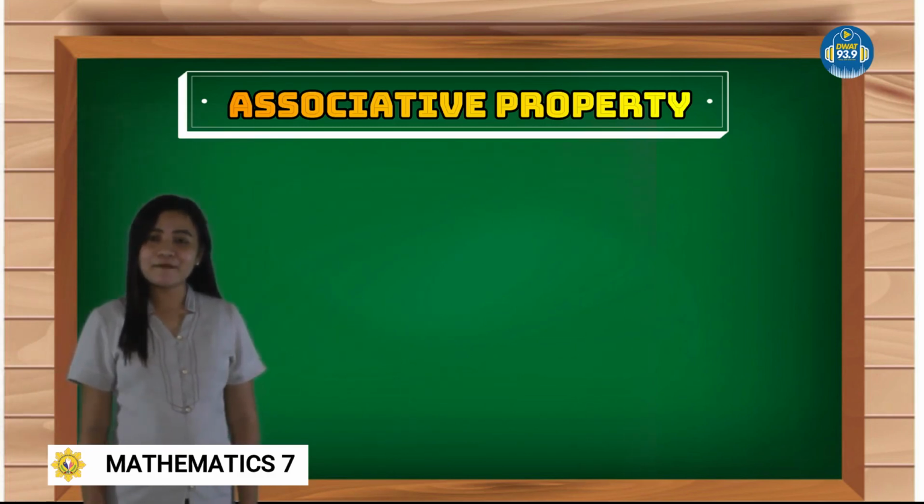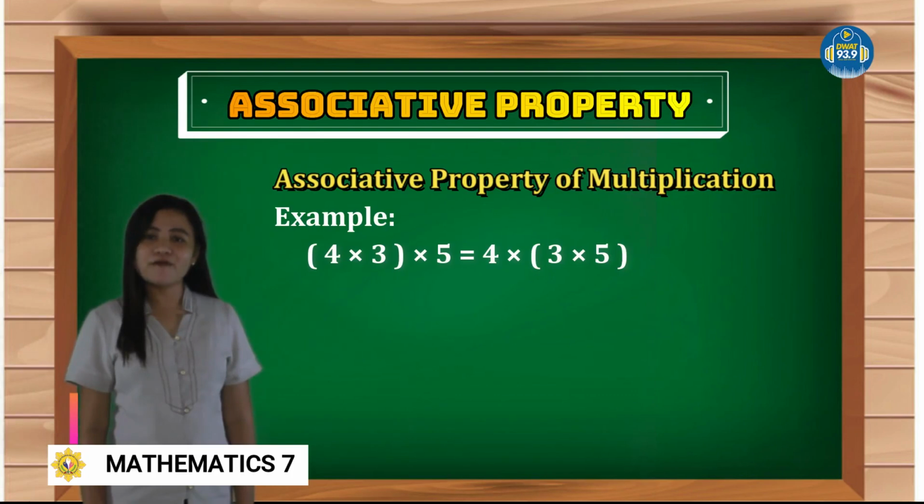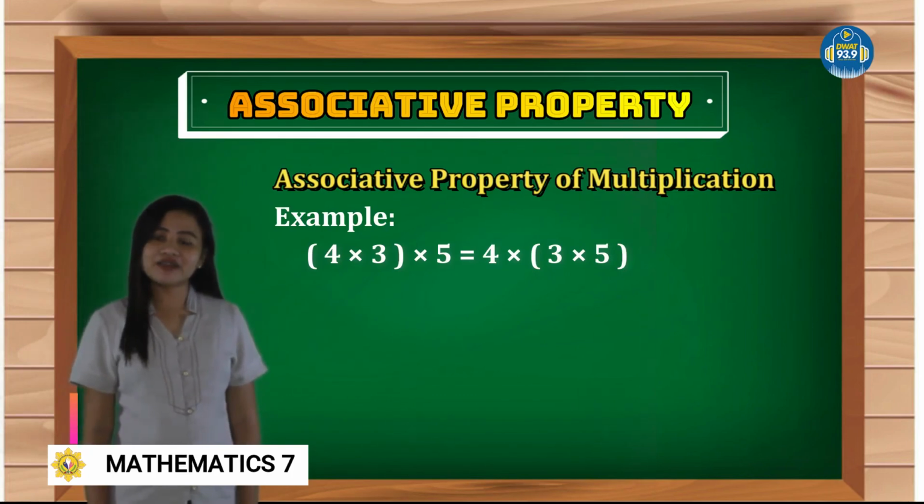Next, example of associative property of multiplication. The quantity of 4 times 3 times 5 is equal to 4 times the quantity of 3 times 5. Notice that in the left side of the equation, 4 and 3 are grouped, while in the right side of the equation, 3 and 5 are grouped. Anyhow, both have the same product.